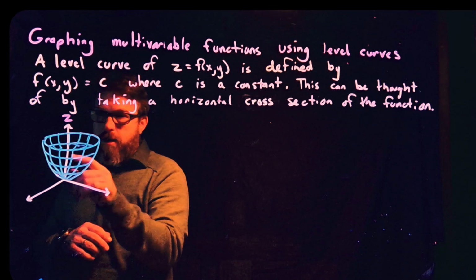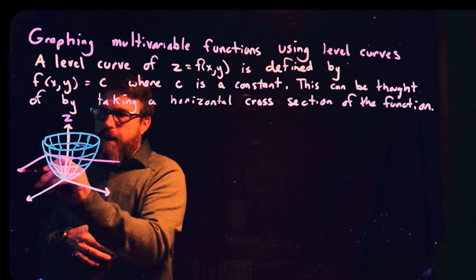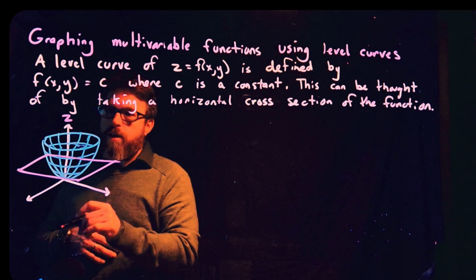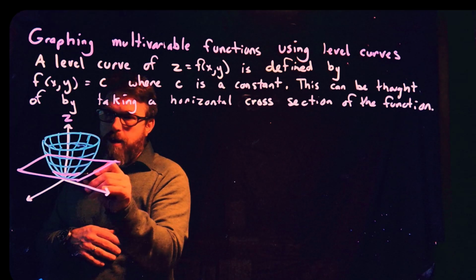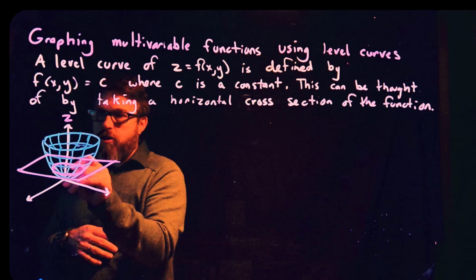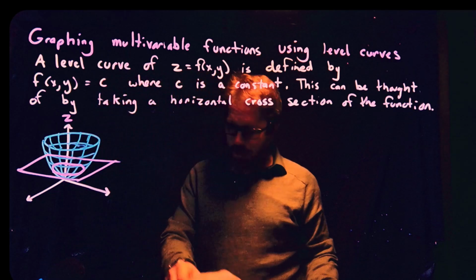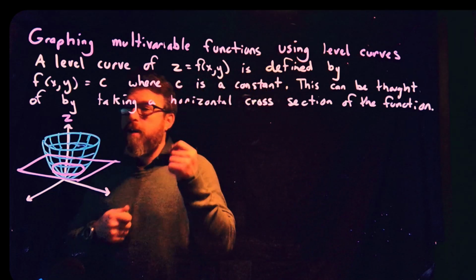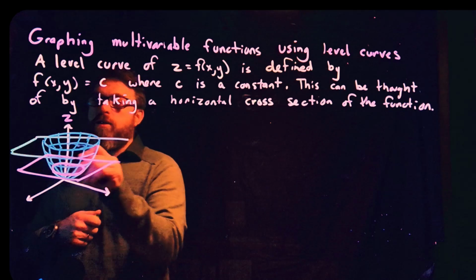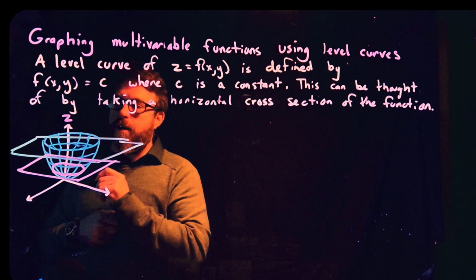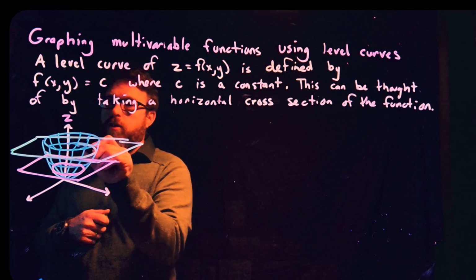So if I take this bowl-looking thing, and I grab myself a plane and slice it through at that particular level, this plane should slice the thing in a circular shape. Now, that's not the only slice you could take. What if we went up a little bit higher? What would happen then? If I take a plane at that height, we can see this is also going to be a circular shape.